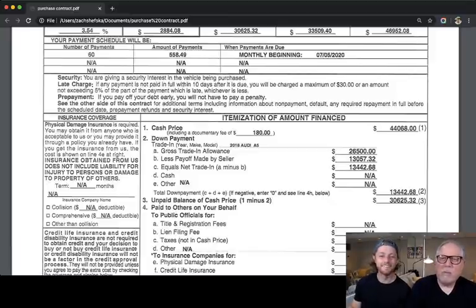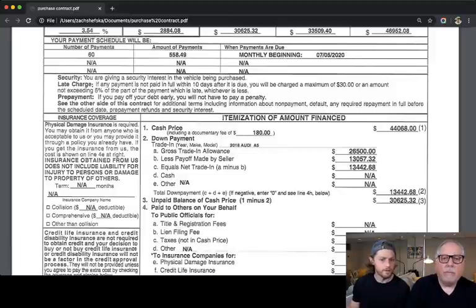All right, so you've got your cash price, your doc fee, less your trade allowance. Are there any other things that could be subtracted in a document like this? Well, cash, obviously. So this buyer didn't. If he would have put some cash down on top of the $13,000 in trade equity that he had, that would have lowered the amount financed.